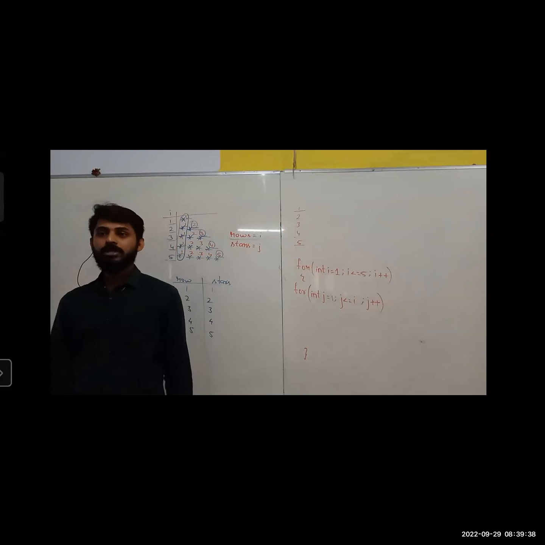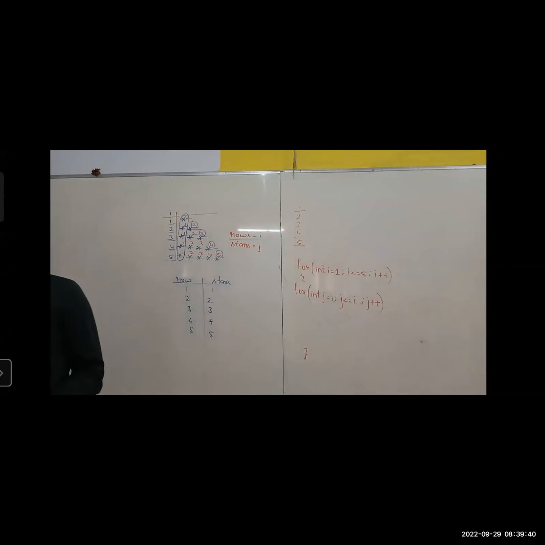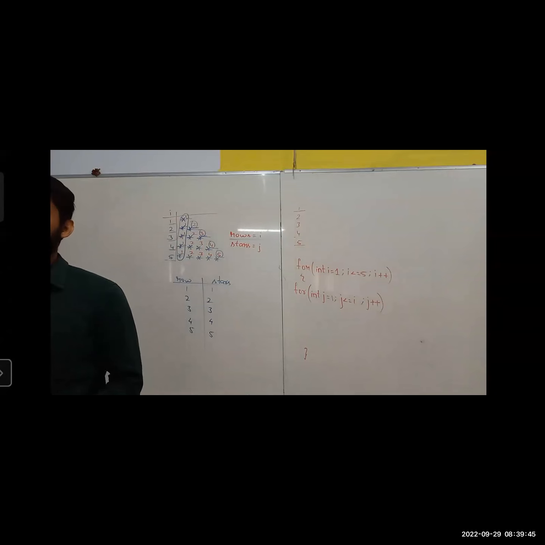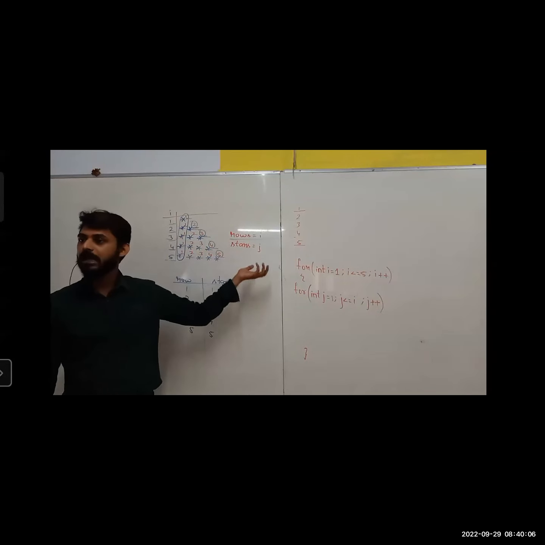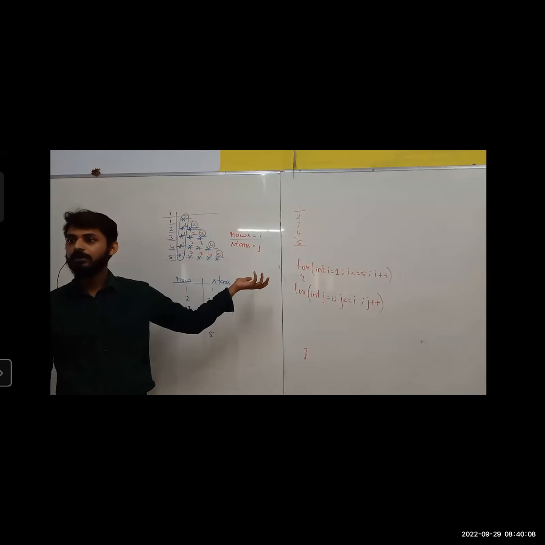When the work in the third row has started, what will be the value of I? When the work in the third row has started, what is the value of I? Clearly it is visible that I'm asking you: when the work in the third row has started, what is the value of I? 3. Third row.